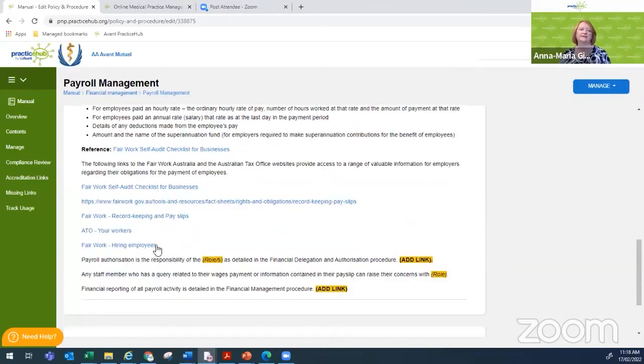And of course, this is an area where there's a lot of different information available. So we have got quite a number of links to organisations like Fair Work and the ATO as well.